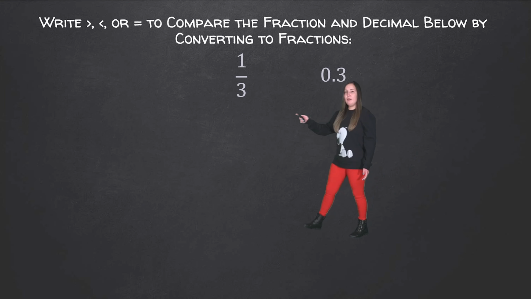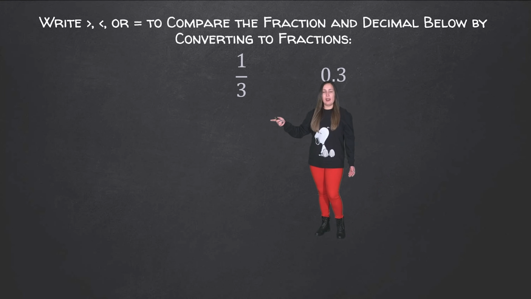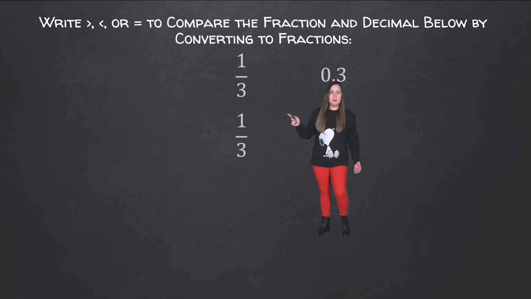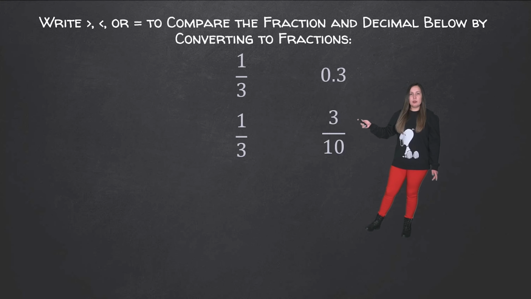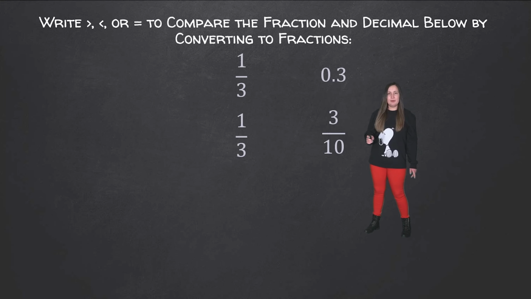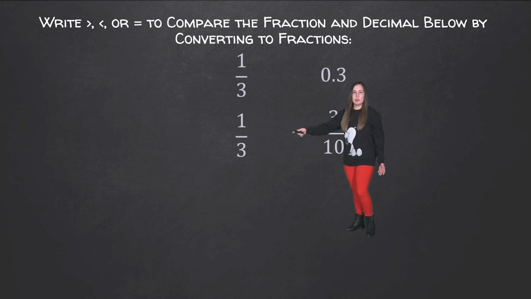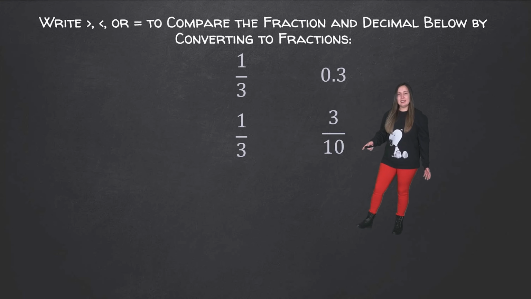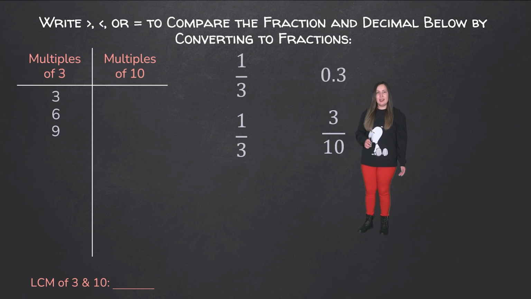So now here we have 1/3 and 3/10. Now 1/3 is already a fraction, so we're just going to rewrite 1/3. And now 3/10, our digit is in the tenths place, so we're going to write 3 over 10. Now we have two fractions with different denominators, so we have to find the least common multiple between 3 and 10. So our multiples of 3 are 3, 6, 9, 12, 15, 18, 21, 24, 27, 30, and so forth.